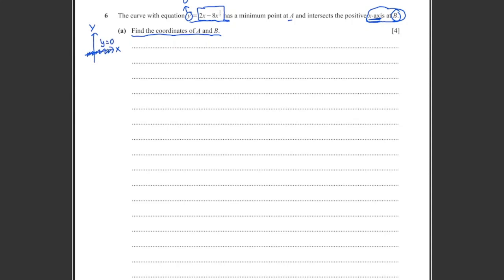And so if I want to find the point where the curve intersects the x-axis, I'm going to go to the equation, put y equal to 0, and it's going to give me the value for x. Now, the way I'm going to find my A is I'm going to differentiate this, and they've told me that we have a minimum point. So I'm going to differentiate this, and then put dy over dx equal to 0, because the gradient at the minimum point is going to be equal to 0. So that's my plan for finding A and B.